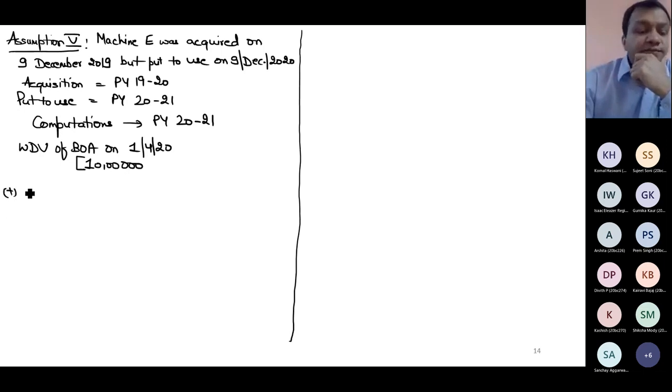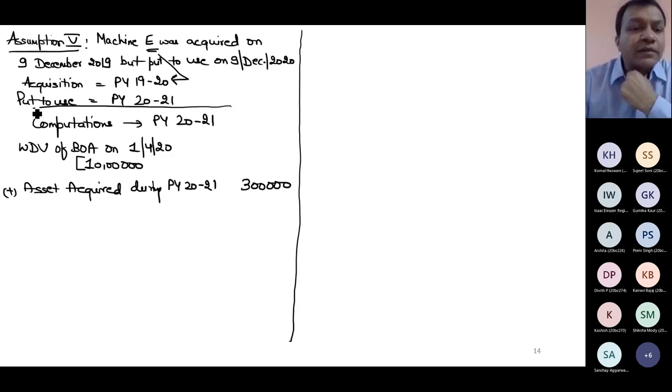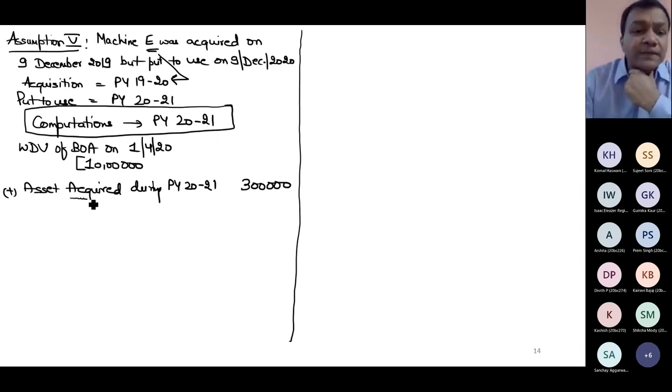Now I acquired an asset during the previous year. Can you tell me how much is the value of the asset acquired during the previous year? Only 3 lakh, because machine E is not acquired in my year. I am computing the calculation for 2021 and machine E is not acquired in my year. If it is not acquired in my year, I cannot add it here. Total, this is one change. Minus sale value. B and C were sold for 4,50,000.